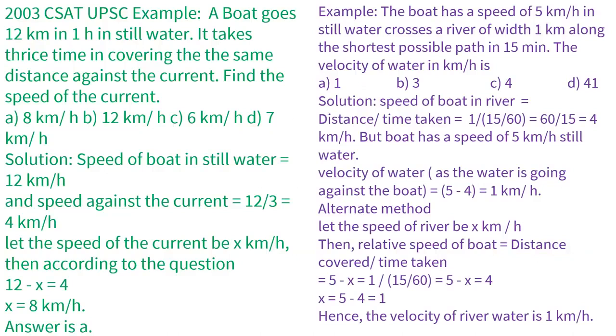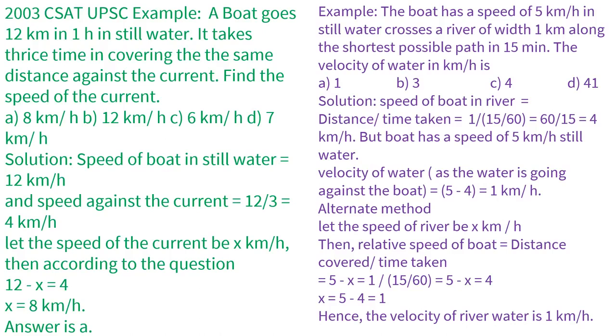A boat goes 12 km in 1 hour in still water. It takes thrice the time in covering the same distance against the current. Find the speed of the current. So speed of boat in still water is 12 km per hour, it's given in the question, and speed against the current, it's taking thrice the time, so 12 upon 3, so 4 km per hour.